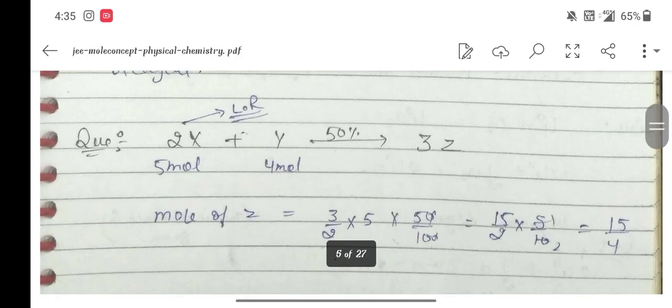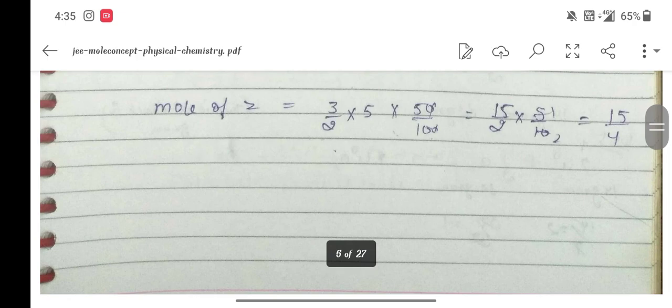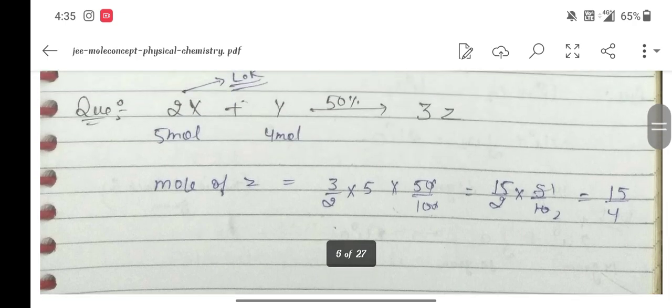Now a question. If we see 2X plus Y, the limiting reagent is 2X, it gives 3Z, so 5 moles there. Okay, it is 5 moles and here 4 moles is Y. So mole of Z is 3 by 2 into 5 into 50 by 100. If we do it, we will get 15 by 2 into 5 by 10. That is equal to 15 by 4, is the answer we'll get.